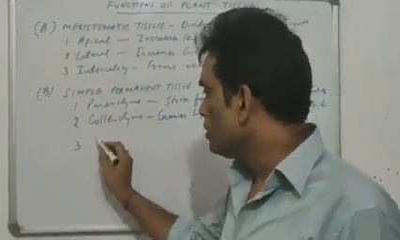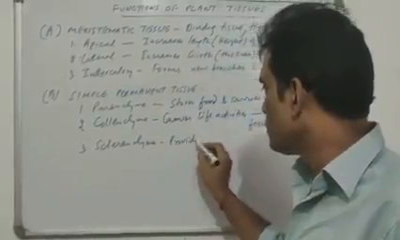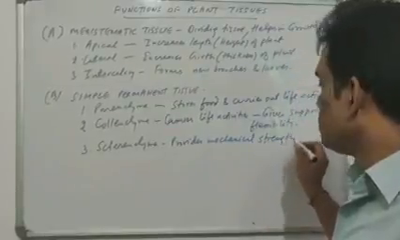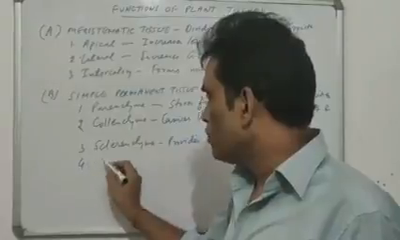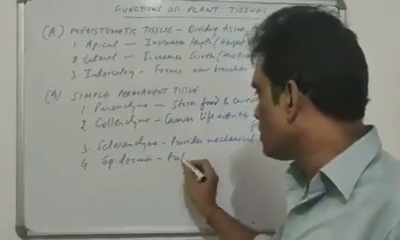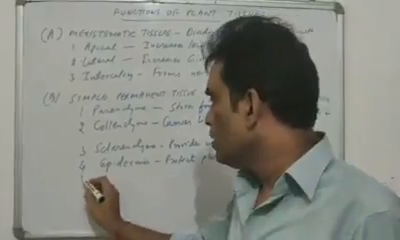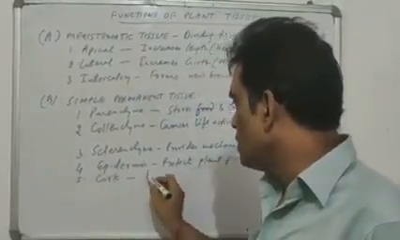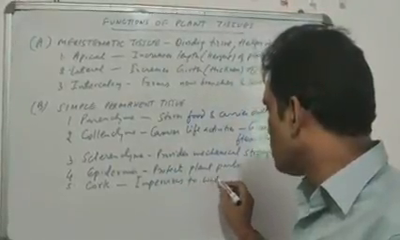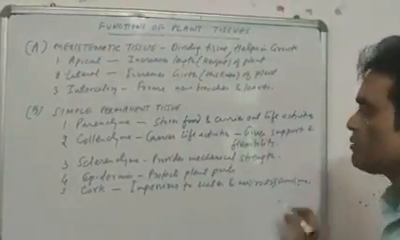The third one, the sclerenchyma, it provides the mechanical strength to the plant parts. The fourth one, of course, is the protective tissue called epidermis. It protects the plant parts, present as outer covering. The fifth one is called cork. It is impervious. It doesn't allow the entry of water and the microorganisms. So that is the way it helps the plants.